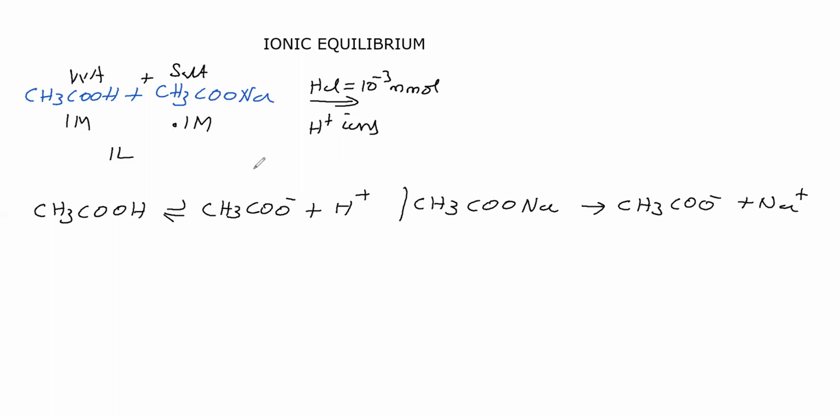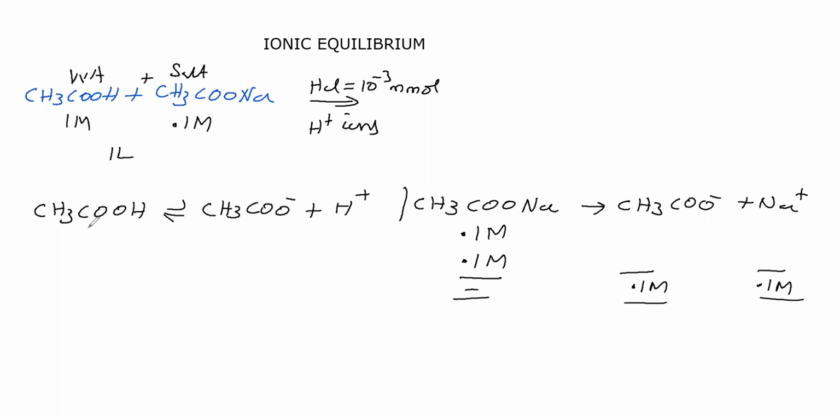Sodium acetate, how much we have taken? 0.1 molar. How much sodium acetate ionizes? Almost complete. Why do we say almost complete? Because they have not mentioned how much is ionizing. If the extent of ionization of a salt is not mentioned, we have to say complete ionization. Now sodium acetate ionizes completely. It gives 0.1 molar acetate ion and 0.1 molar sodium ion.